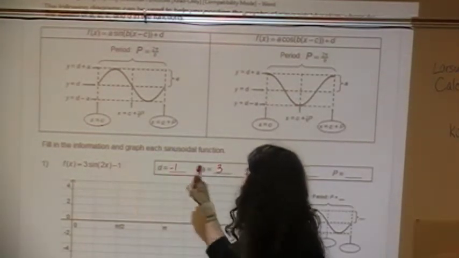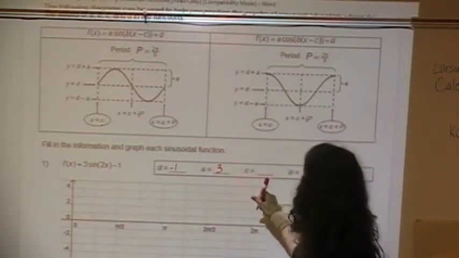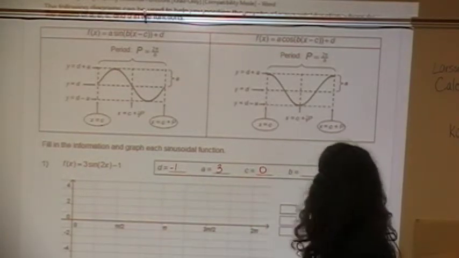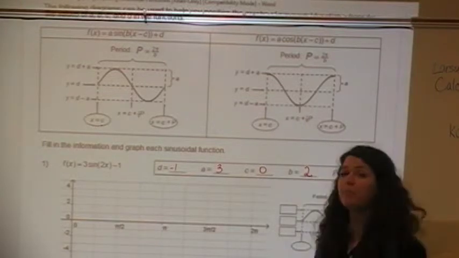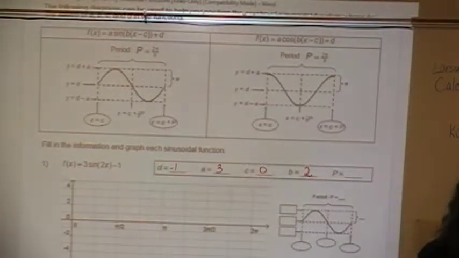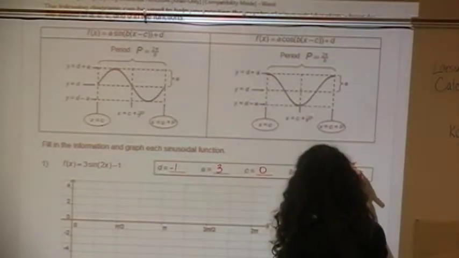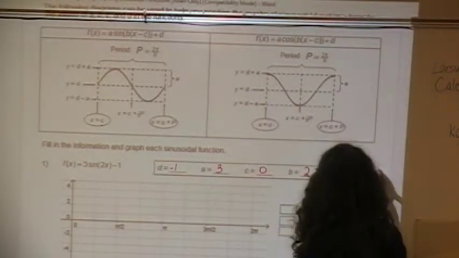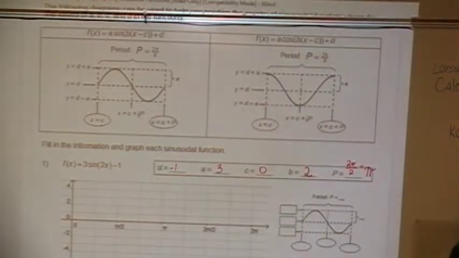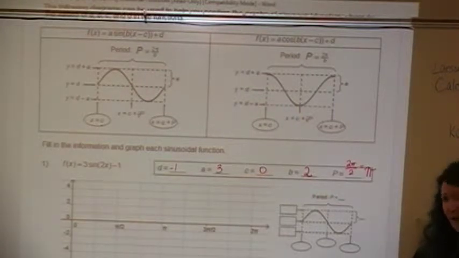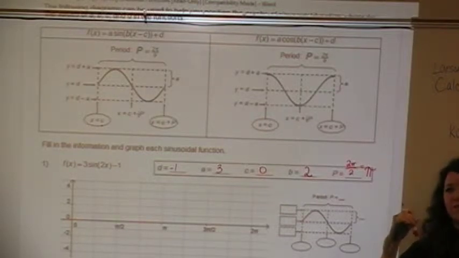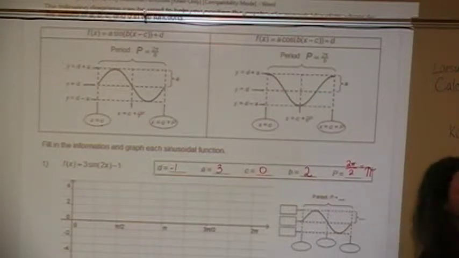D is -1, A is 3, C is 0, B is 2, and your period you find by 2 pi divided by b. So 2 pi divided by 2, which will make my period in this case pi. What that means is this sine wave is going to complete an entire cycle by pi. So it's going to go from its starting point, remember it's the snow cone.